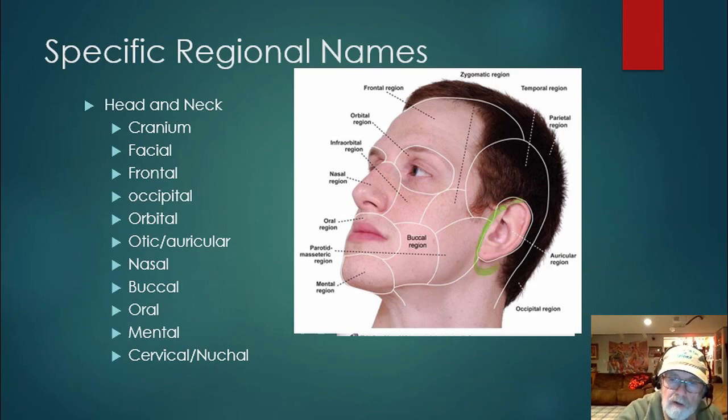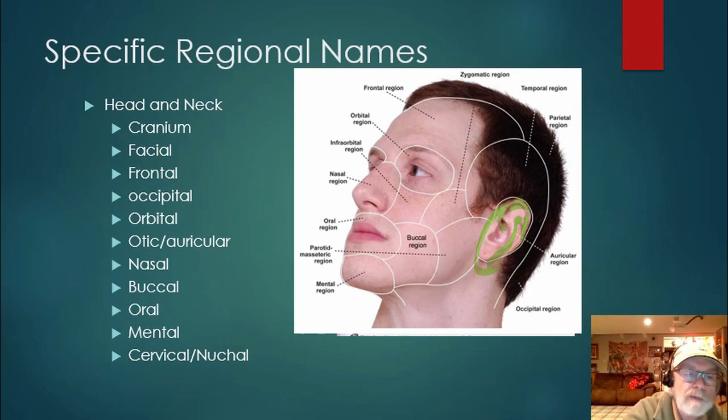Is this area right here otic or auricular? Otic means ear, and auricular means this big flappy thing that sits out there. The big earlobe, not just the earlobe, but the whole ear. That's called the auricle. It's like a horn that collects sound waves and sends them down through the auditory canal to the eardrum right in there. So this is called the otic region or the auricular region.